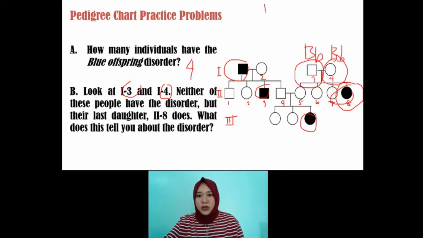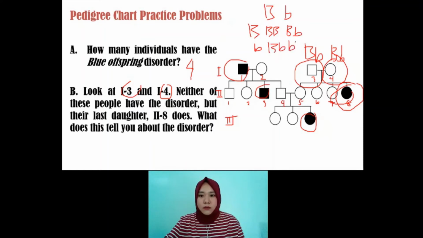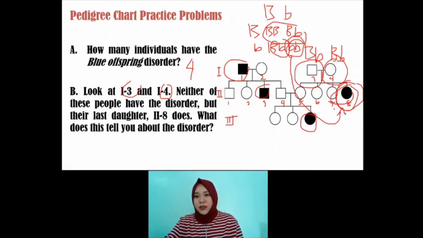So if you do the Punnett square, you just do the cross. Okay, so three of these phenotypes are normal, and then there is one here with blue offspring disorder. So it is possible that this is the genotype they got, as in 2A. Okay, so that might be the explanation why there is a blue offspring disorder.